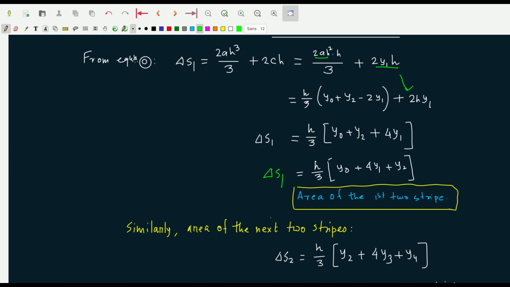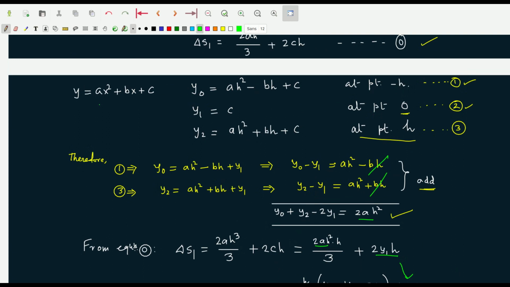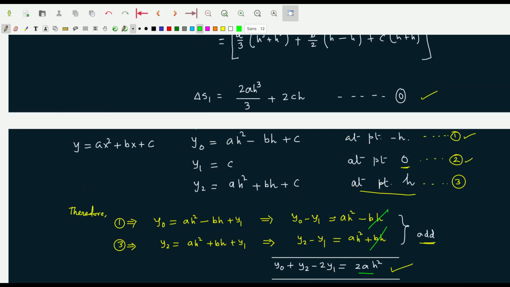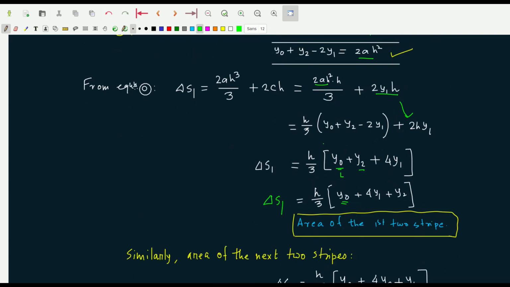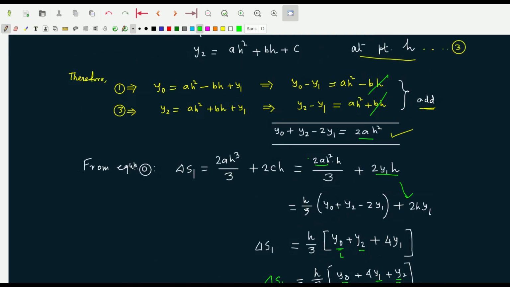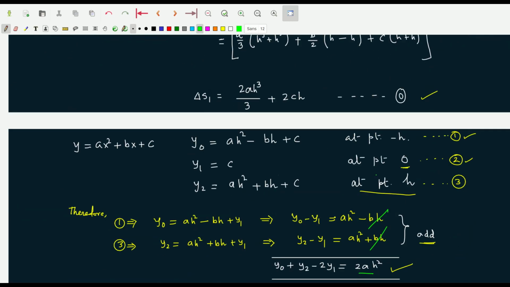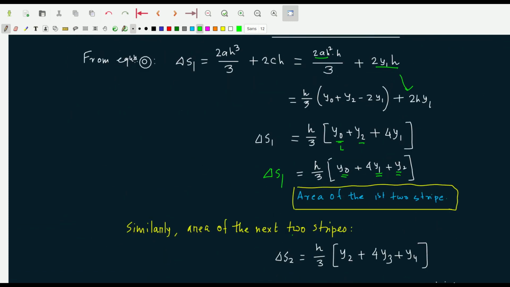Similarly, the area of the next two strips, if we consider it in imagination, is h by 3, with y2 on the left side and 4y3 for the middle point. Just look at this: y0 is the left side, y1 is the midpoint, and y2 is the right side of the graph. Similarly, y2 is the left side of the next two strips, the middle point is 4y3, and then y4. In this way we can continue.